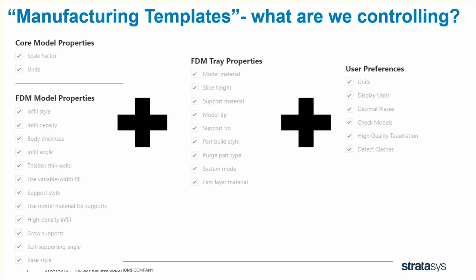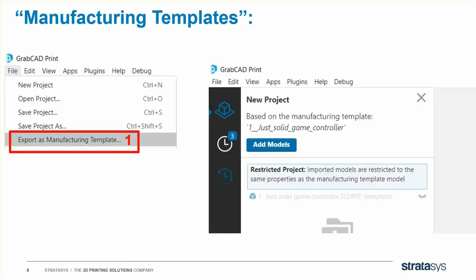So how do you make one? Well, first you put a part in your tray. It doesn't matter which one, the part will be removed during the template process. And then you set all these settings that you can see here. And when you're ready, you go to File, Export as Manufacturing Template. That'll make a .print.mt file, which is a template.